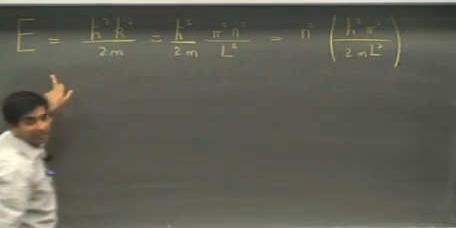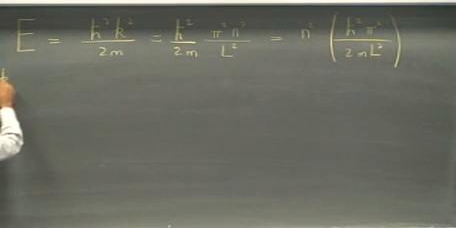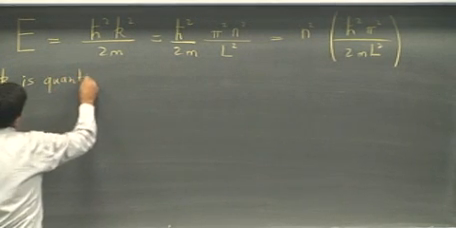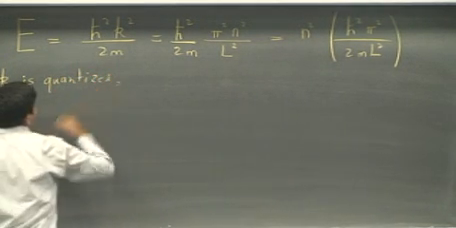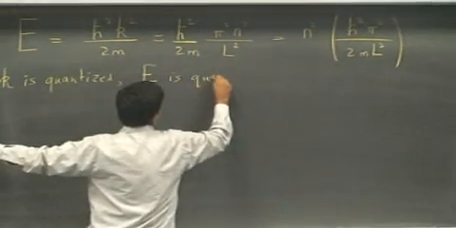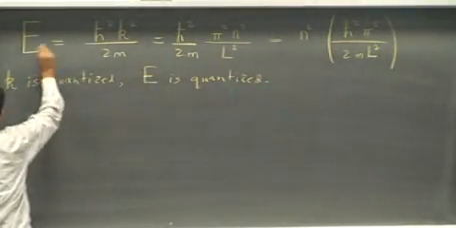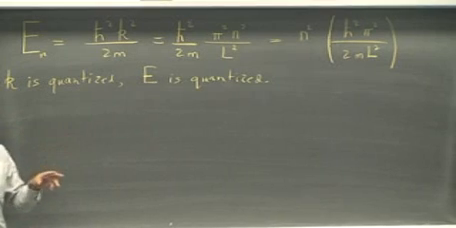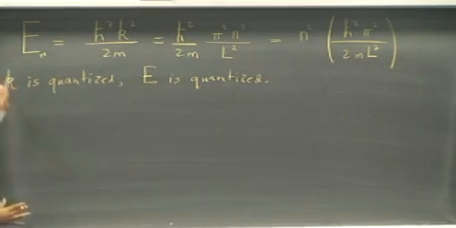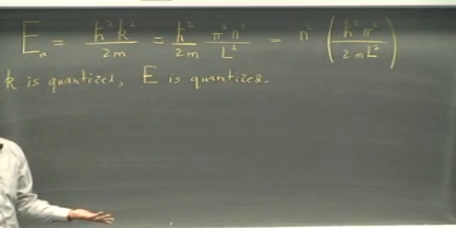So the energy has now become quantized. The wave number is quantized, k is quantized. And energy is quantized. So I can put a small n here. This is exactly similar to the quantization of energy in the Bohr's model. And how has this energy become quantized? Where has this quantization come out from?